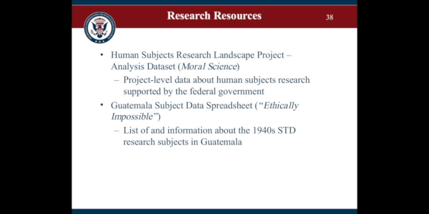The first is the Human Subjects Research Landscape Project Analysis Dataset. That's a collection of data that's tied to the Commission's Moral Science Report. It's project-level data about human subjects research supported by the federal government. Also there, you'll find the spreadsheet that Kate mentioned earlier, the Guatemala Subject Data Spreadsheet.